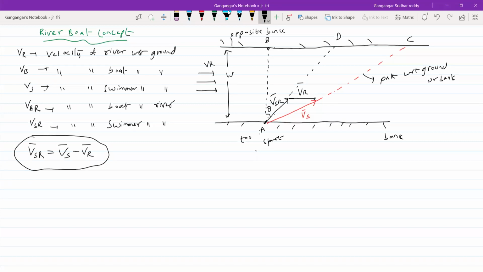What about this? Path of swimmer or boat with respect to river. When the swimmer is swimming in the river, he puts his head into the water. Then ask him how you are moving. He says, I'm moving along the path AD. When he lifts his head and looks at the bank, then he feels that he is moving along AC.